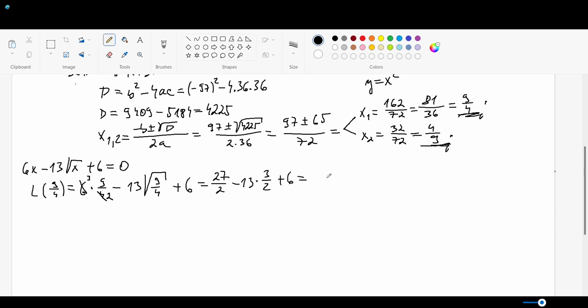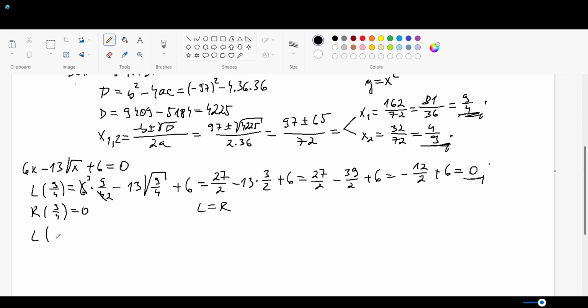This is equal to 27 over 2 minus 13 times 3 is 39. Sorry, 39 over 2 plus 6, and as you can see, 27 minus 39 is negative 12 over 2 plus 6, which is equal to 0. Very nice, the right side of the equation is equal to 0, so the left side is equal to the right side. So the first root is correct.